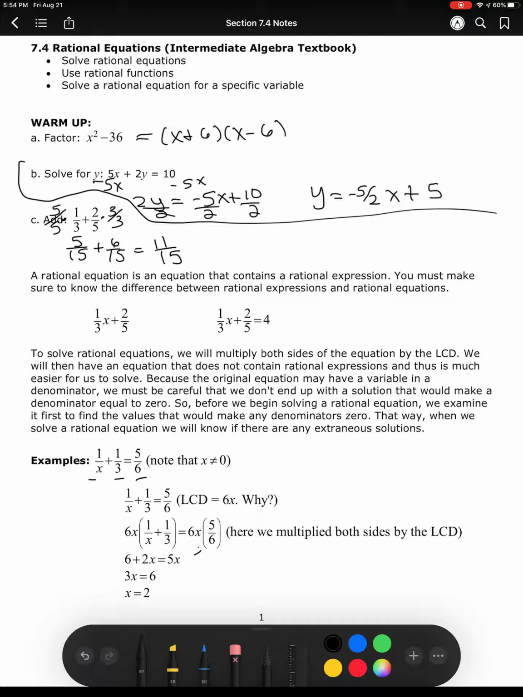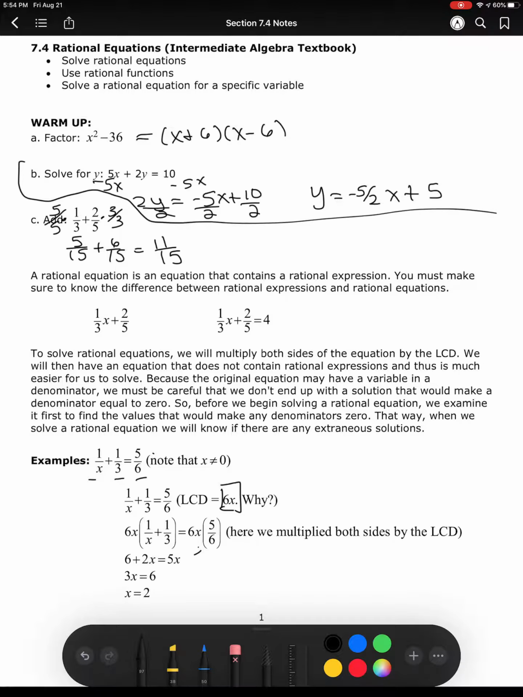But you want the LCD of 3, 6, and x. So you want a number that all three of those can be divided into, and that would be 6x. Why? Because 6 can go into 6x, 3 can go into 6x, and x can go into 6x. Would 12x also work? Or 24x squared? Sure, but this is the lowest one.